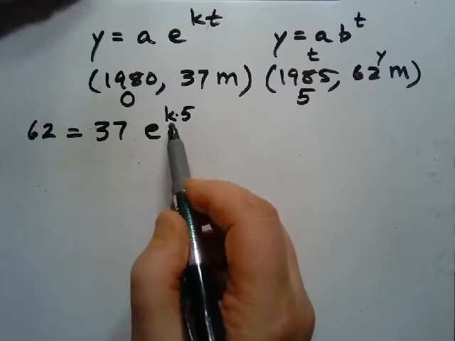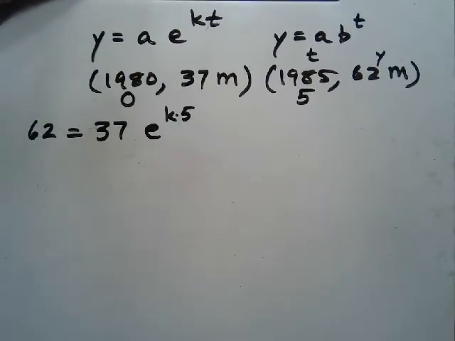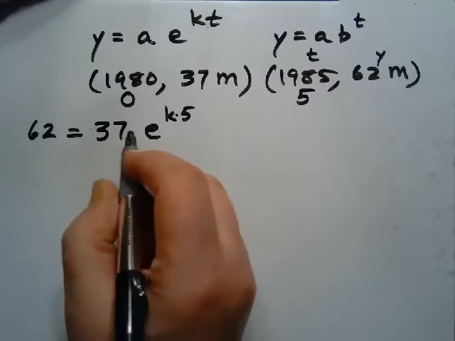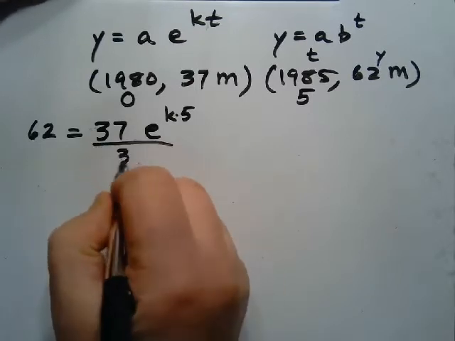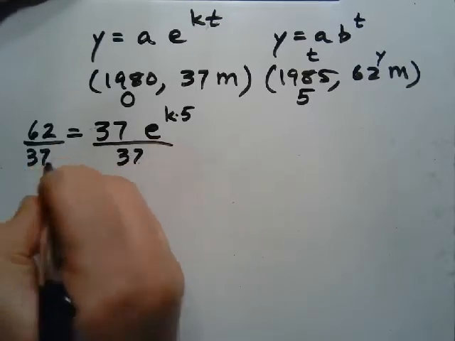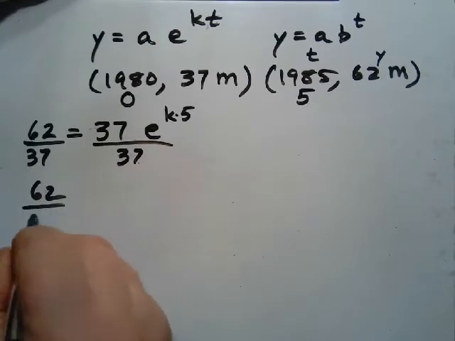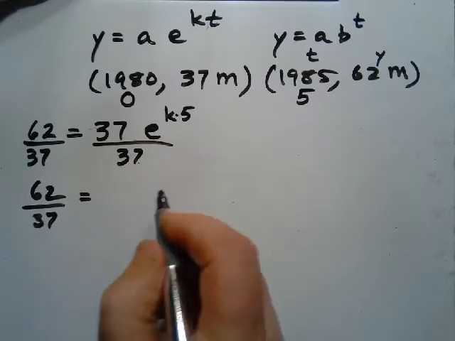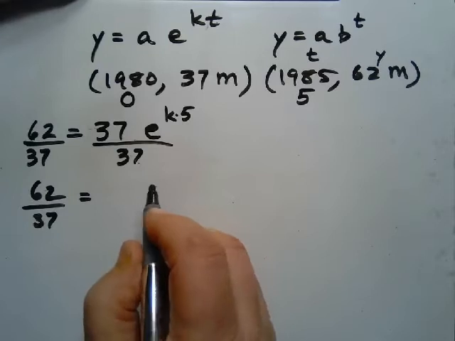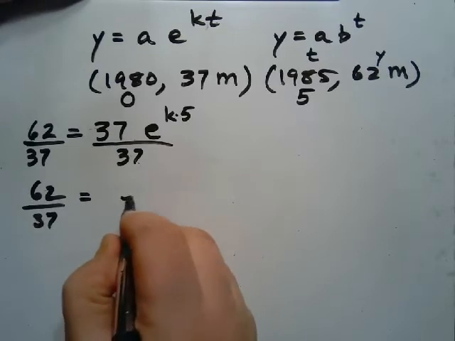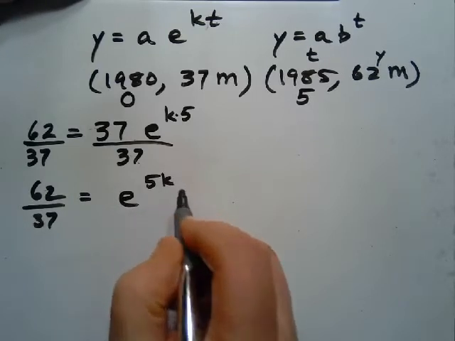It's just a number. So we're going to solve this by using logs. So let's start by dividing both sides by 37. And I get this fraction. I'm going to leave this as a fraction so I don't have to round it and affect the accuracy. 62 over 37 equals e to the 5k. Just turn those two around.